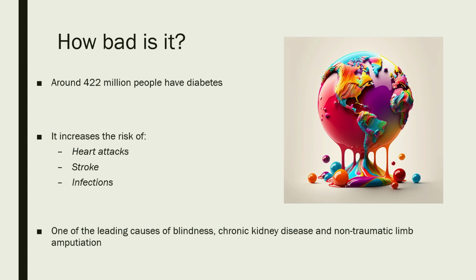It's important to remember that most of the cases of diabetes can be prevented, so all of these cases of blindness, chronic kidney disease, and non-traumatic limb amputation could be prevented. Not all, but most. And we are currently not doing such a great job preventing this disease.